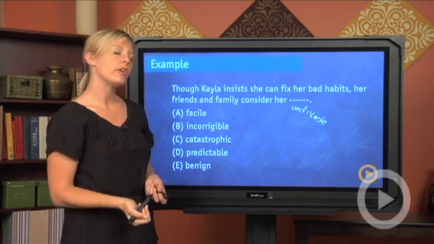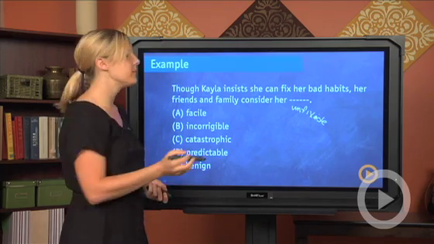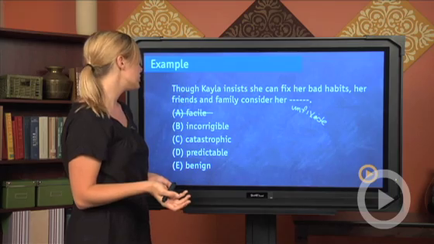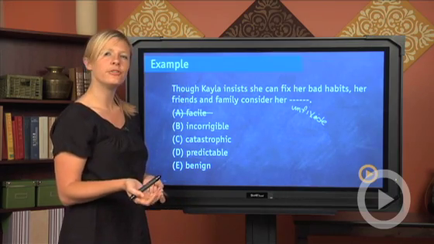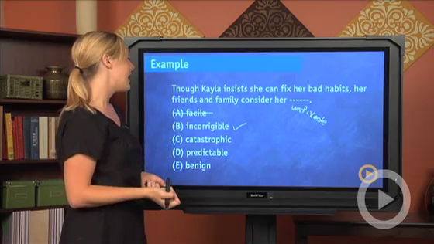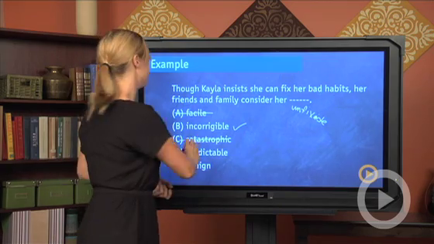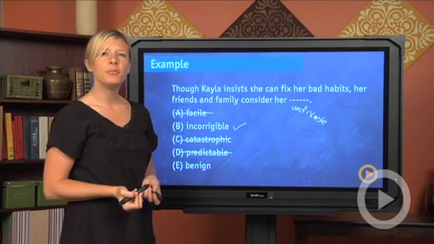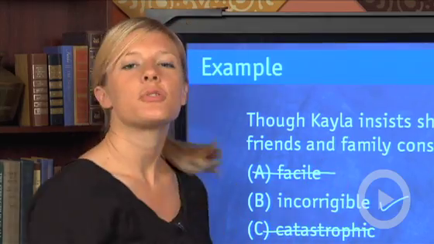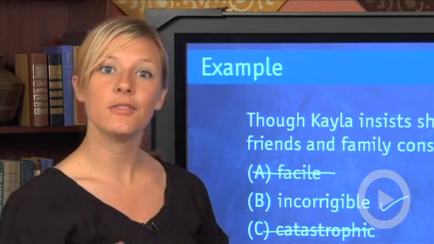So let's take a look at our words. Facile, well, if you know from Spanish, facile means easy, so we can eliminate that even if we don't really know the meaning of the word. Incorrigible, well, we often hear about incorrigible children. That seems about right, let's keep that. Let's take a look at our other ones. Catastrophic, definitely not unfixable. Predictable, no way. Benign. Well, you might not know what that means, so let's keep it. Even if you eliminate three of these answer choices and you don't know what the other two words mean, you have a 50-50 shot of getting it correct, which means you should guess.